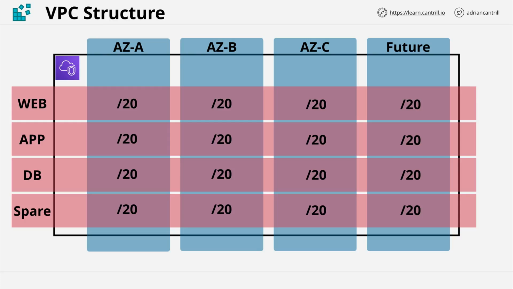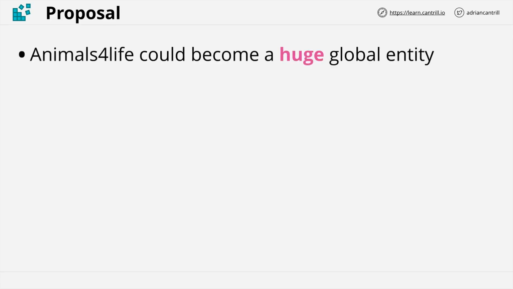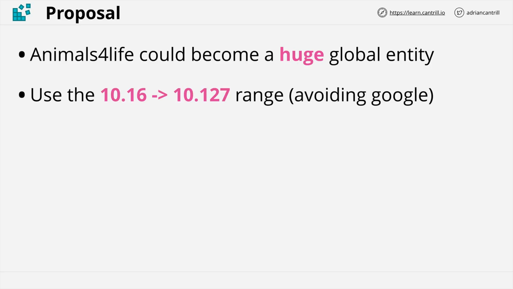So let's move on to the last part of this lesson, where we're going to be deciding exactly what to use. Now, Animals for Life is a global organisation already, but with what's happening environmentally around the world, the business could grow significantly, and so when designing the IP plan for the business, we need to assume a huge level of growth. We've talked about a preference for the 10 range, but avoiding the common networks and avoiding Google gives us 10.16 to 10.127 to use as /16 networks.